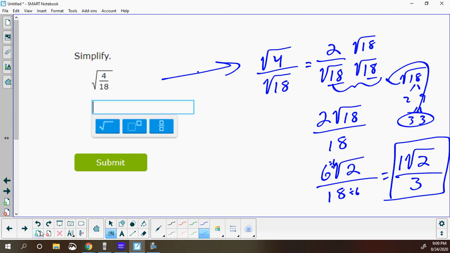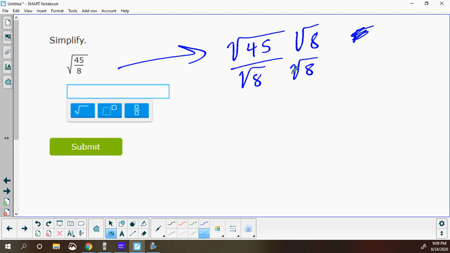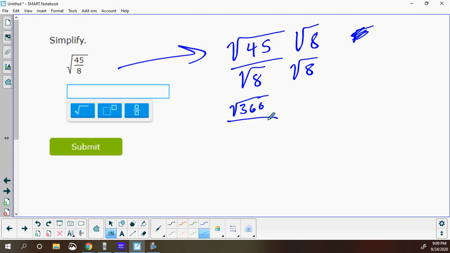Alright, here we go. Again, breaking that up. Root 45 over root 8. Multiply by root 8 over root 8. So the fraction will be square root of, let's see, what's 45 times 8? 360. Then we know 8 is on the bottom. 360, so 360 divided by 2 is 180.